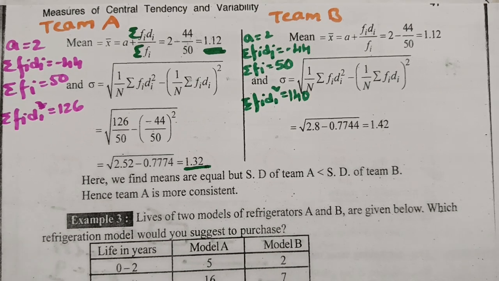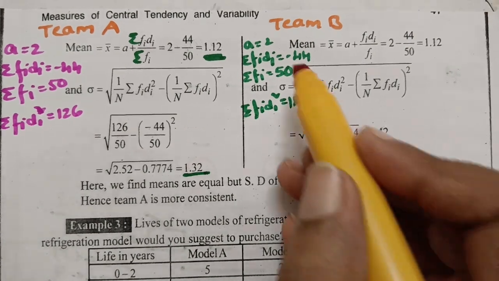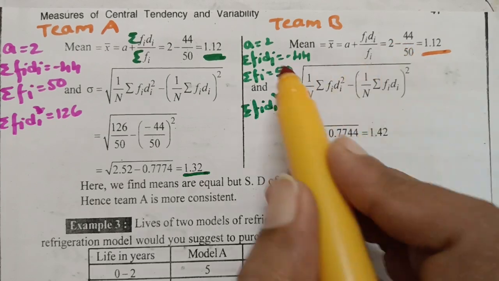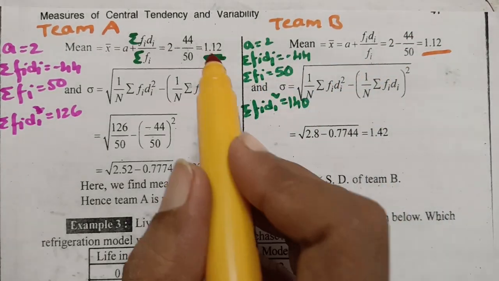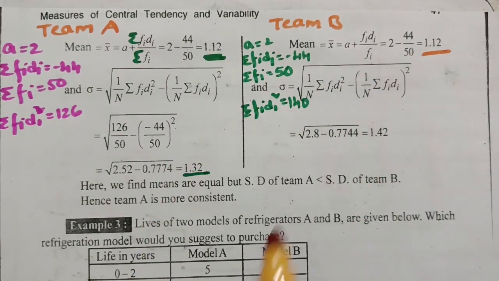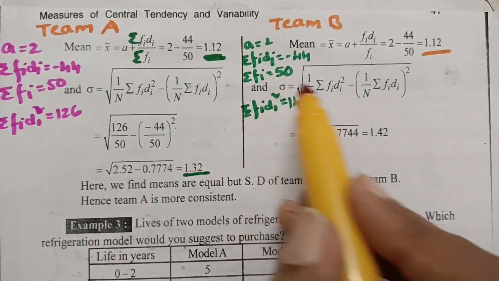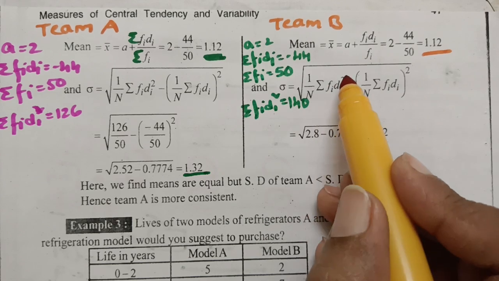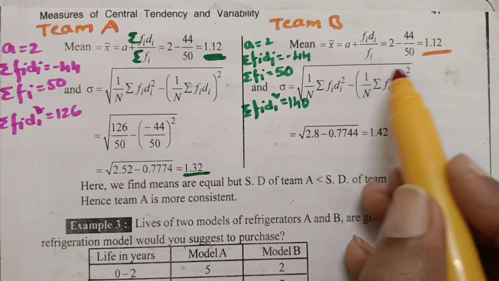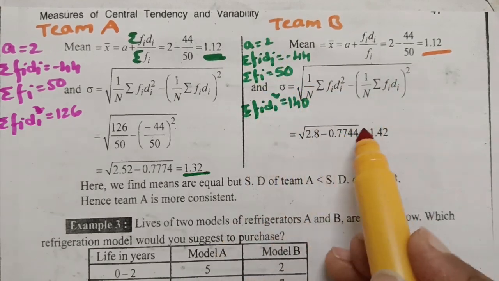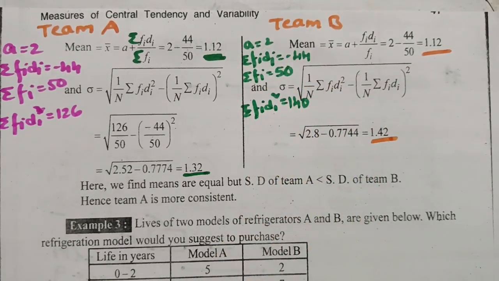And now, according to team B, the mean value, after substituting 2 minus 44 by 50, is 1.22. If you see, the mean values are the same. And next is the sigma value, that is sigma fi di square by n minus sigma fi di by n whole square. If you substitute all the values here, we got 1.42.